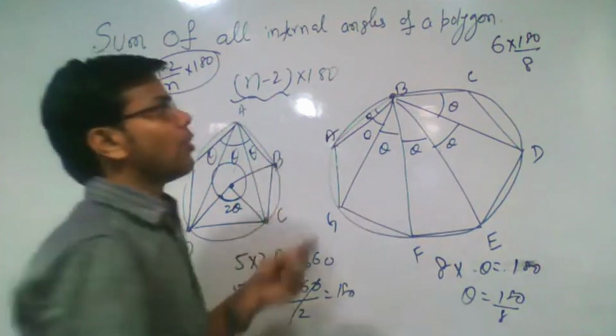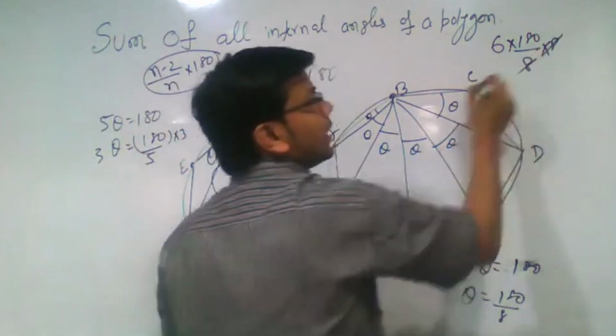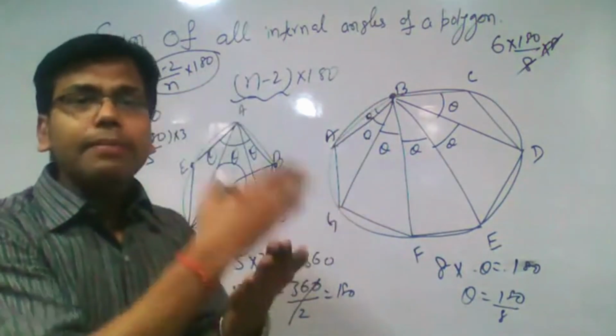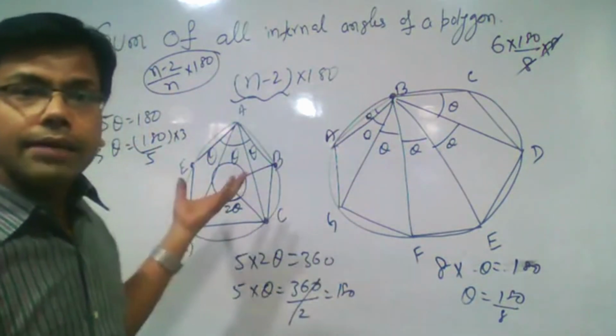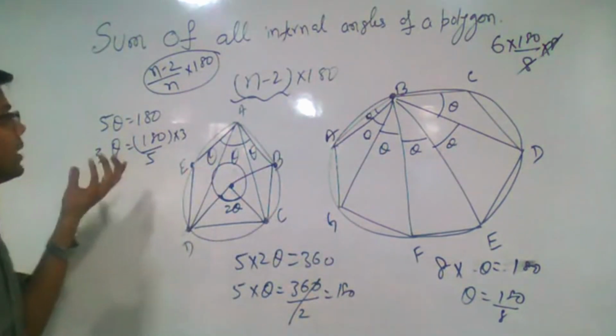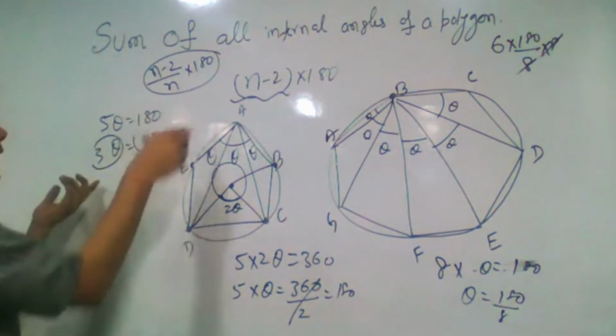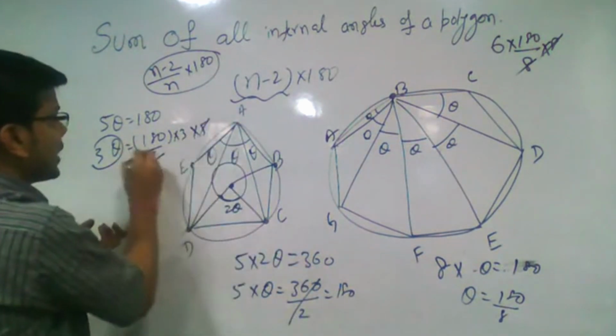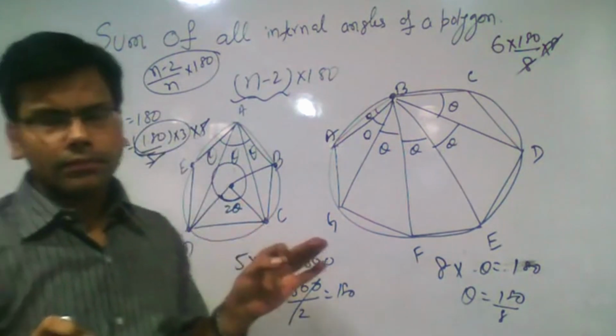There are 8 angles in an octagon, so we multiply by 8. This one is cancelled out. It's 6 into 180 degrees. That is nothing but n minus 2 into 180 degrees. Same, 3 theta is one angle at A. Multiply by 5, we have 5 such angles. Cancel out, that is 180 into 3.